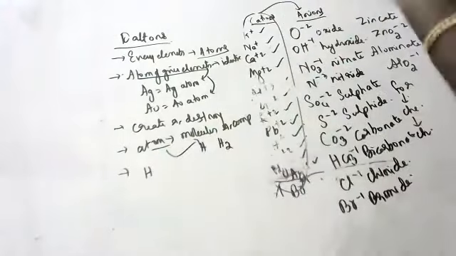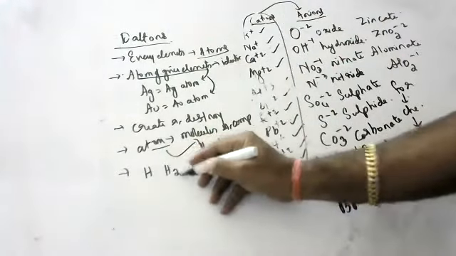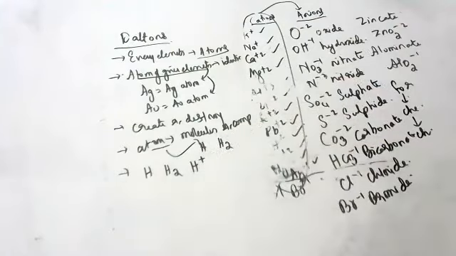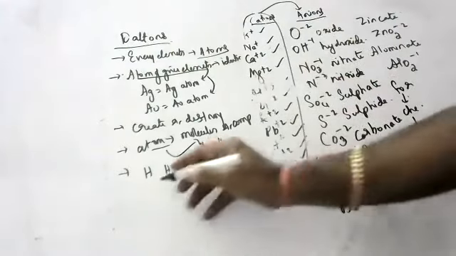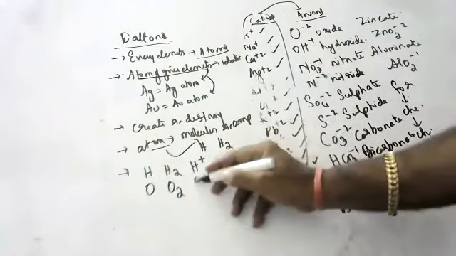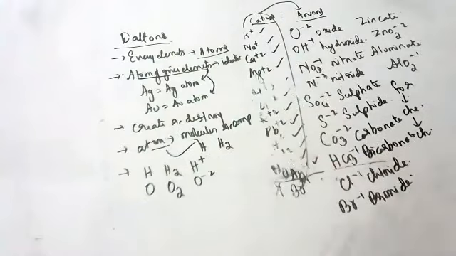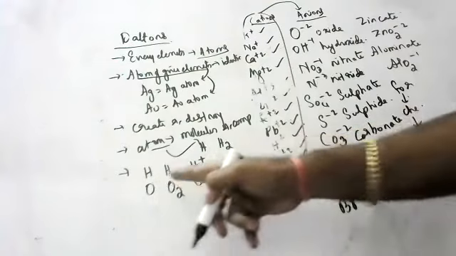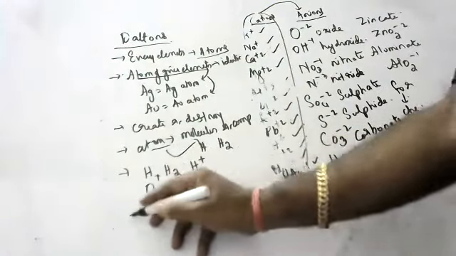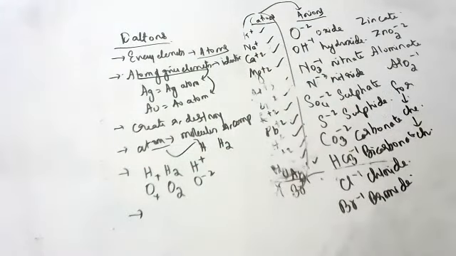What is H, children? Atom. What is H2, children? Molecule. What is H plus, children? Ion. Cation. What is O, children? Atom. What is O2? Molecule. What is O2 minus? Ion. Anion. Oxide. Like that, children. Atom, molecule, ion. Atoms will not exist because they are unstable.